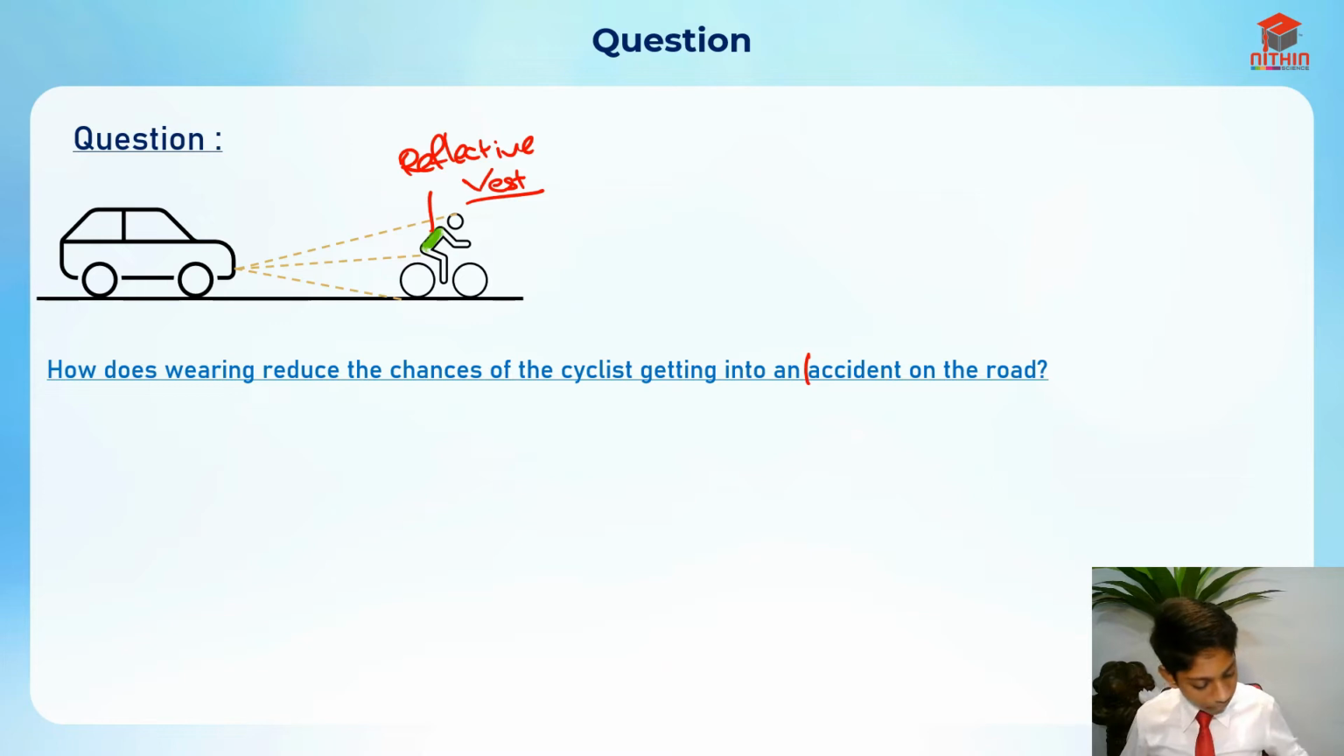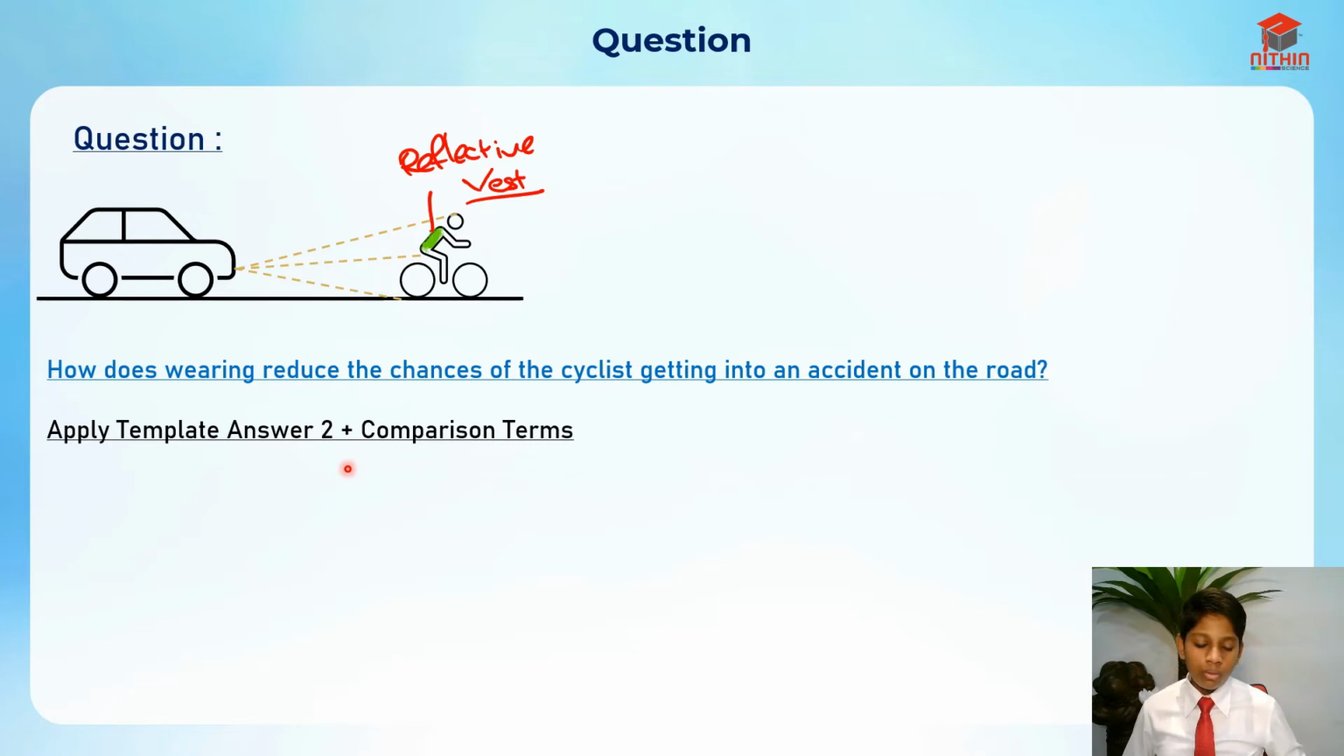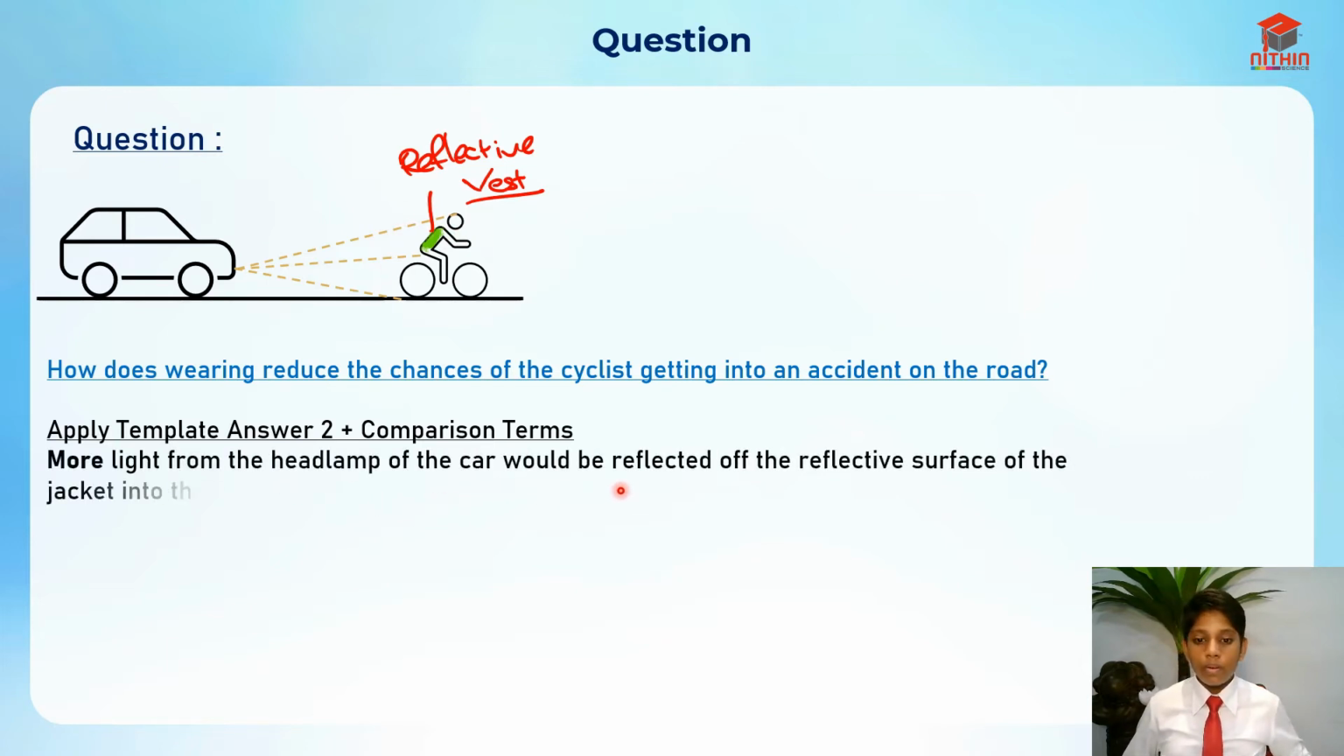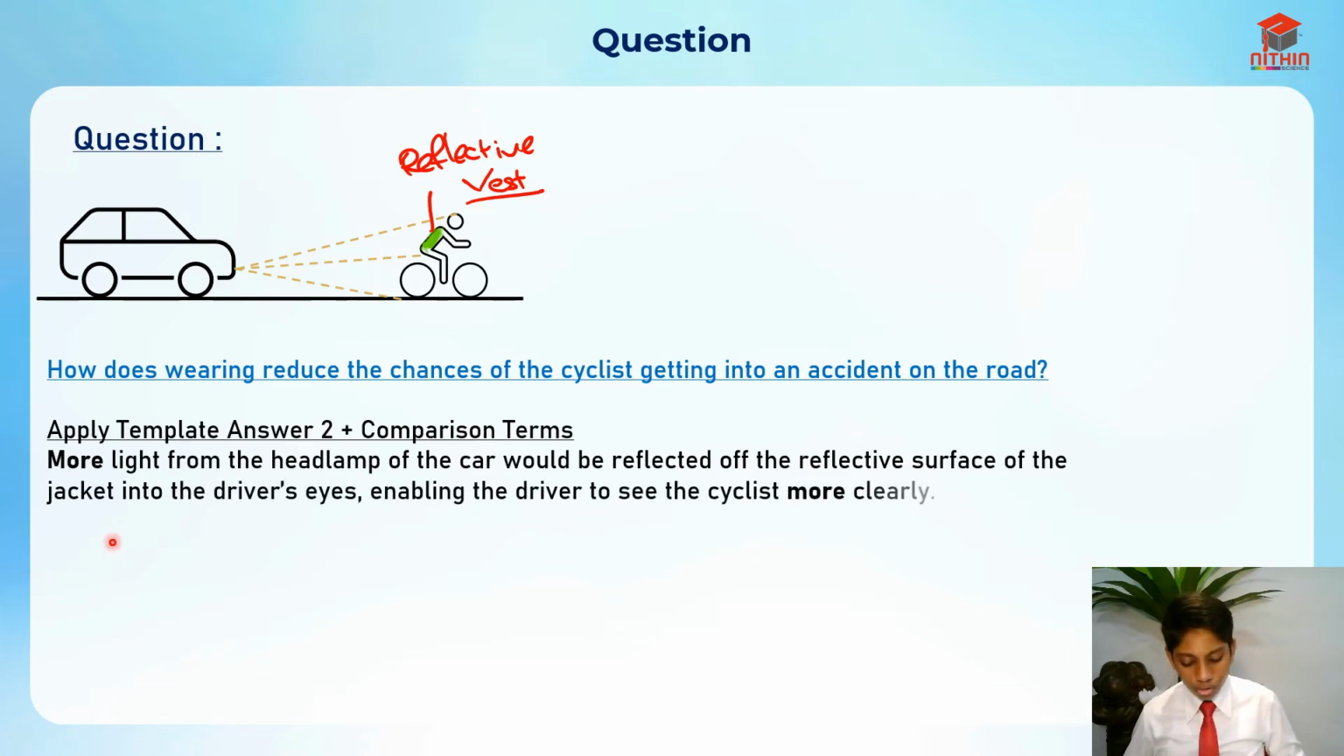These lines over here are basically the light from the headlight. First we need to apply template answer 2, and we need to apply some comparison terms, because they've used the word reduce over here. The reflective vest allows light to be reflected off of it. So more light from the headlamp of the car will be reflected off the reflective surface of the jacket into the driver's eyes, enabling the driver to see the cyclist more clearly.